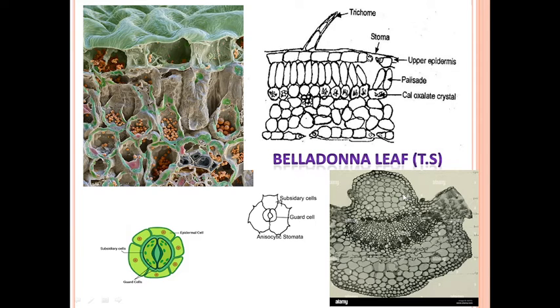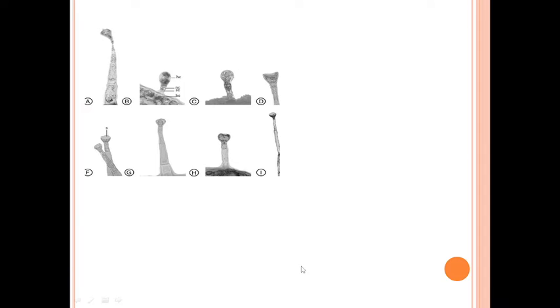Another important characteristic is the trichome. Trichomes or hairs are present on the upper surface and lower surface of the leaf. Such trichomes are generally uniseriate, meaning the cells are present in one series, and 2 to 4 cells are there. Uniseriate trichomes with a glandular head, a unicellular glandular head. This is the uniseriate trichome.